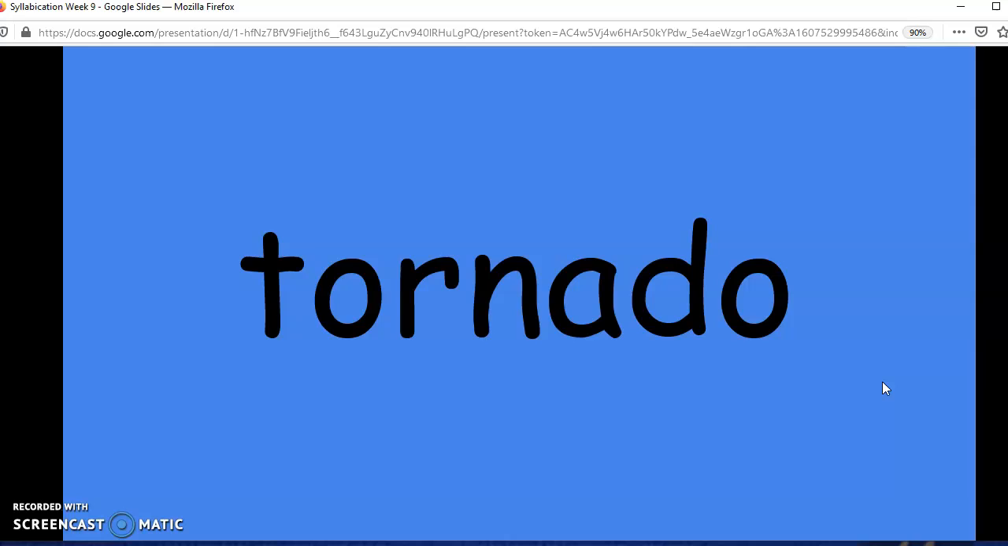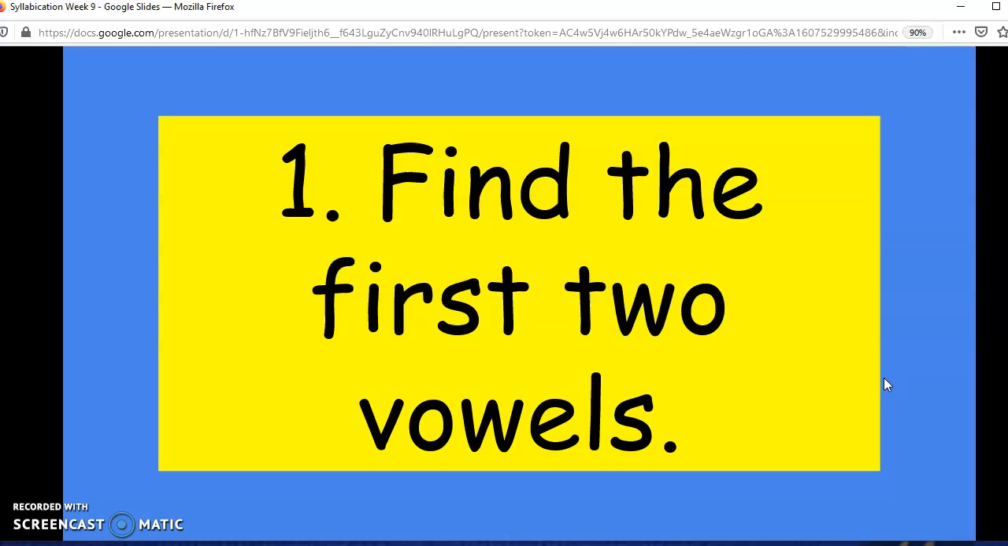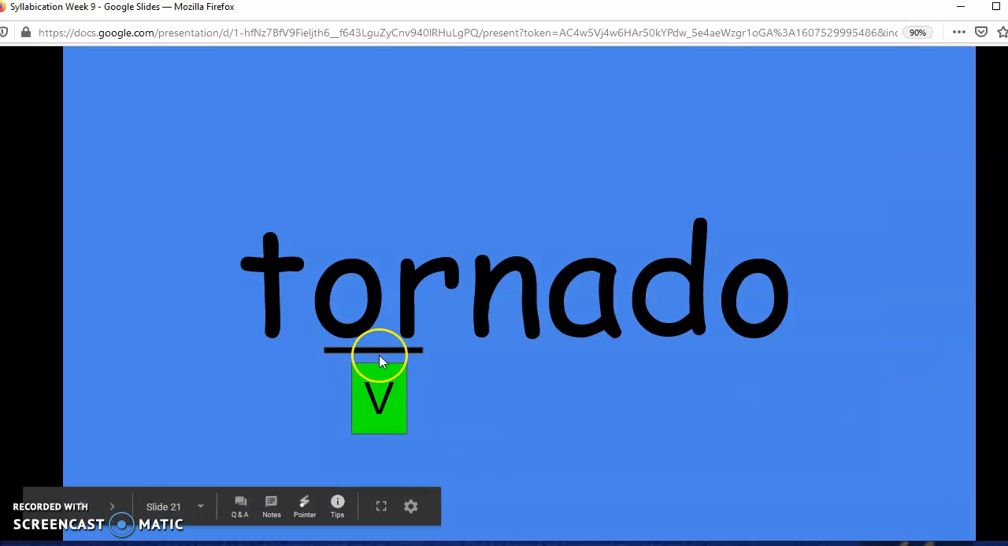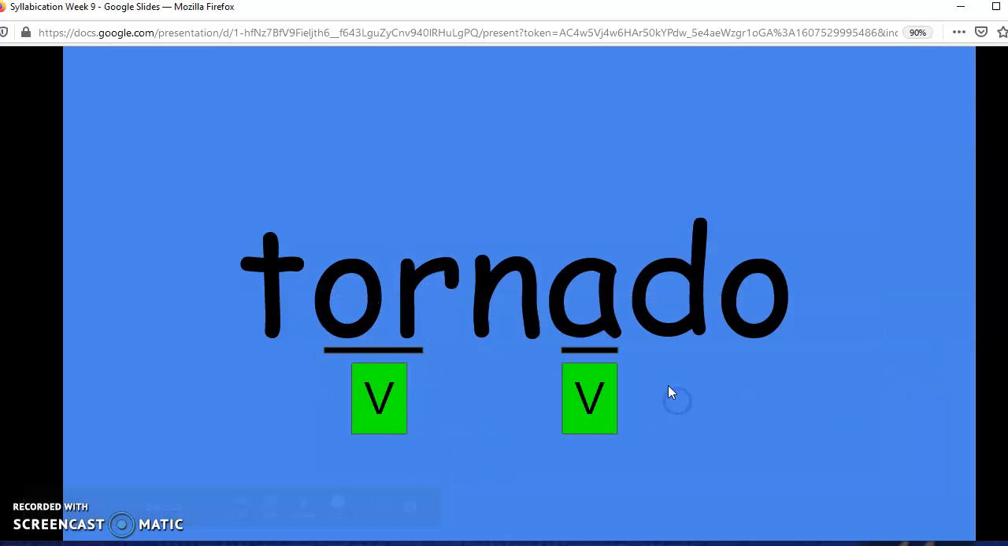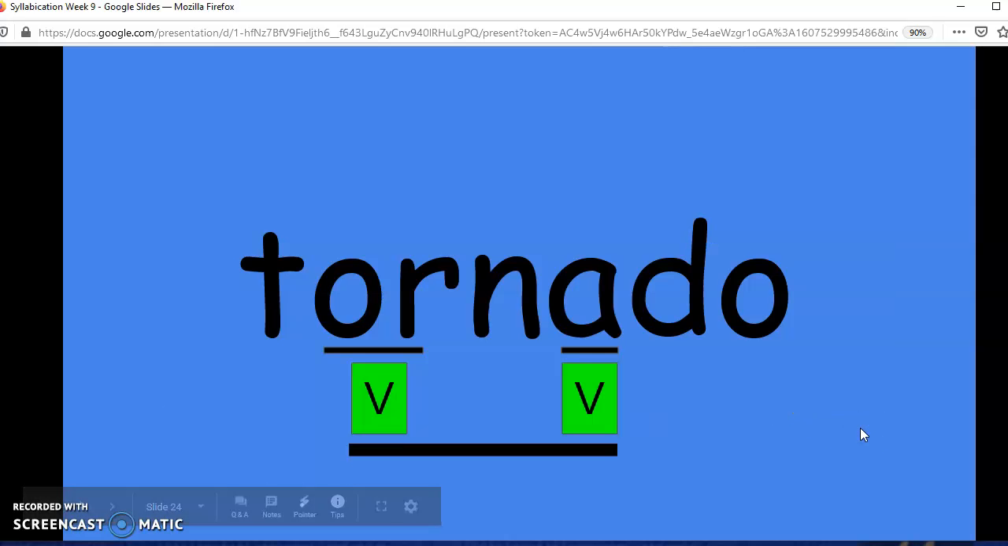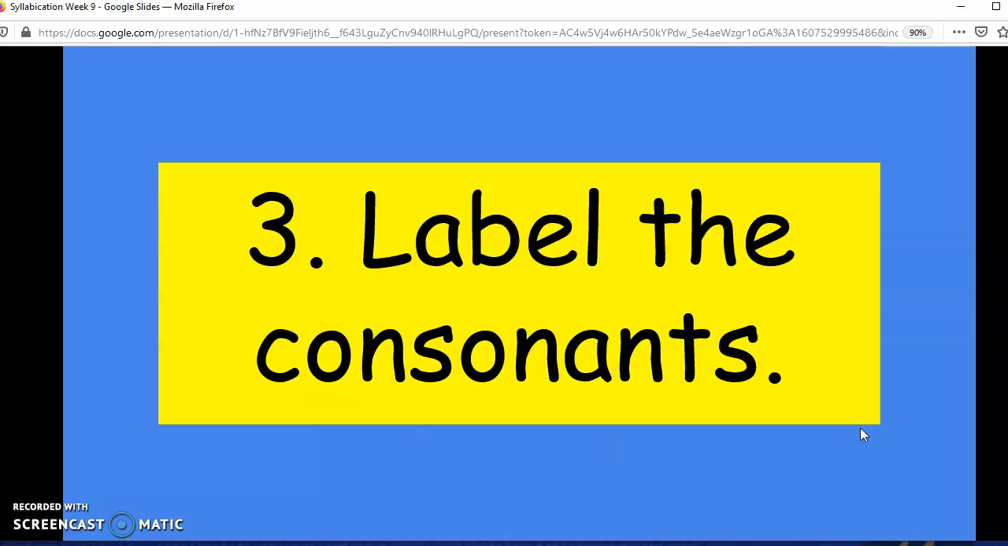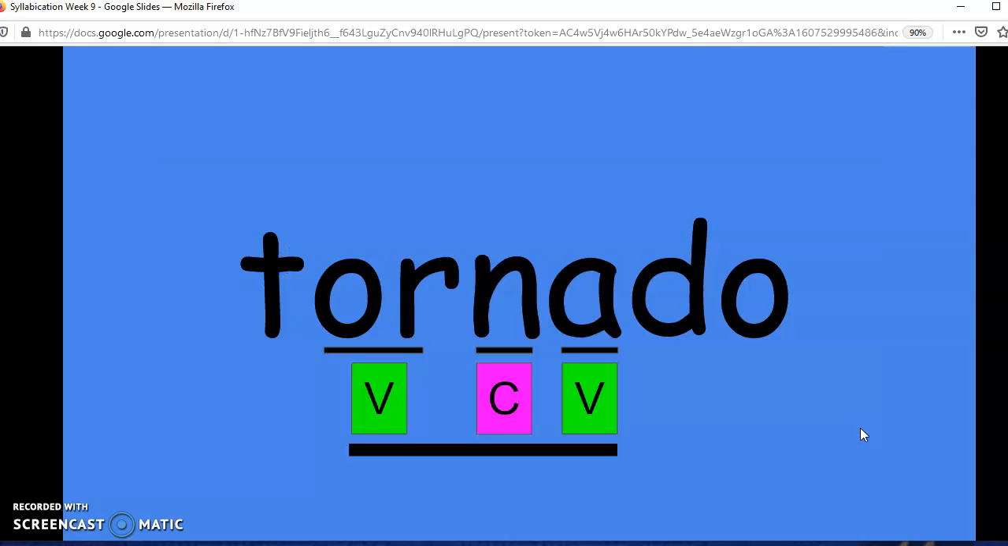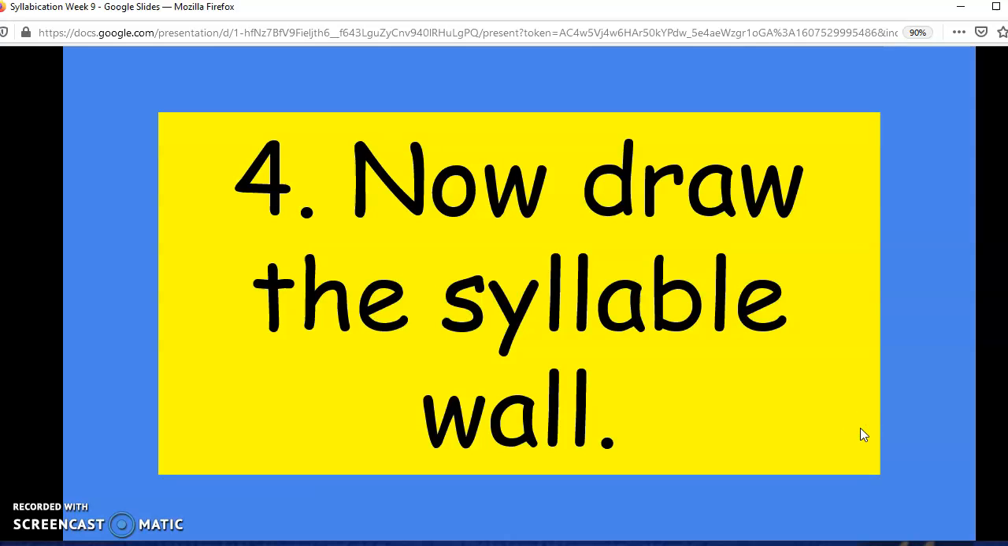Here's our next word. Go ahead and write that on your piece of paper or on your whiteboard. Okay, we're going to go ahead and find our first two vowels. We see OR as a vowel and A as a vowel. We're going to draw our bridge. We're going to label our consonants. We're going to draw our syllable division wall.